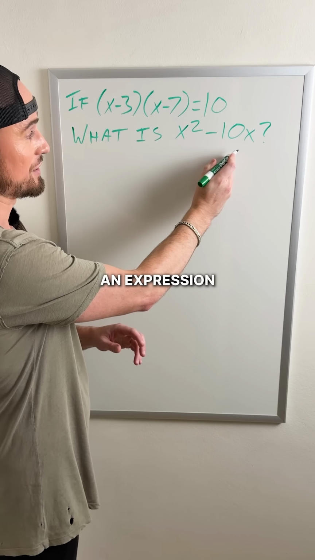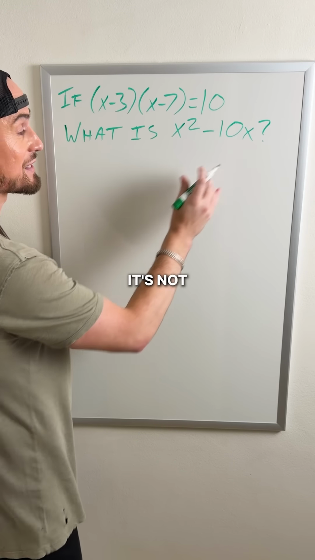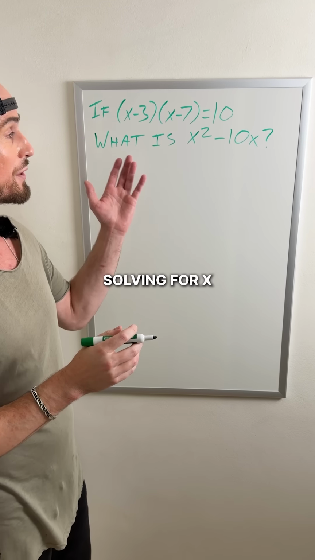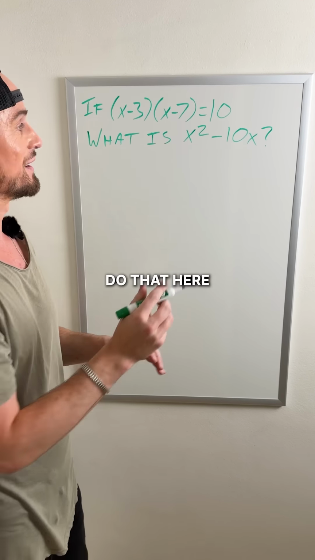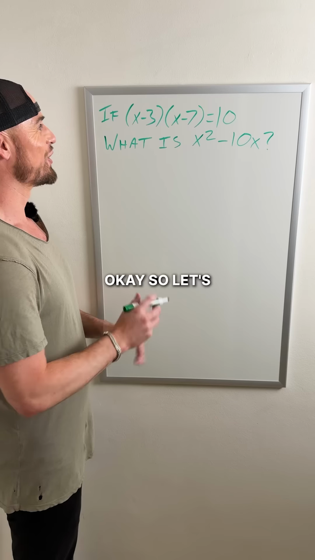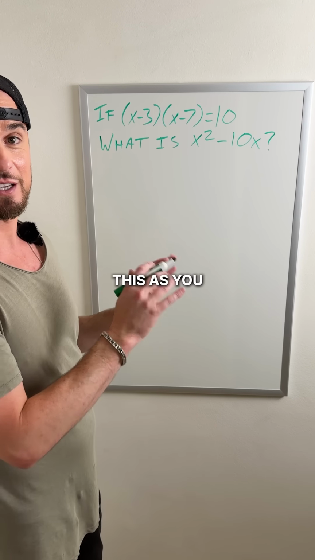There's no equals sign. This is an expression, okay? It's asking for an expression. It's not asking for x. So a lot of students would waste a lot of time solving for x, but you don't need to do that here. And the fact that it's asking for an expression, that's your hint that there's a shortcut. Okay, so let's start off by solving this as you normally might.